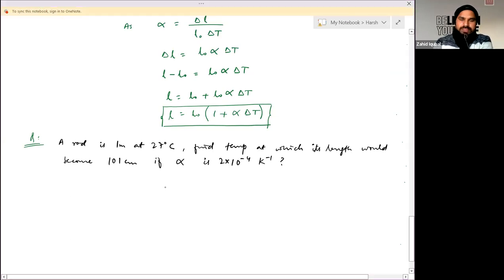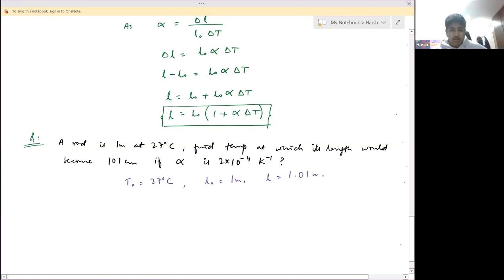Let me give you some hint. This 27 degrees Celsius is the initial temperature, so T naught is 27 degrees Celsius. Next, the length at this temperature is L naught, which is 1 meter. The final length we have is 101 centimeter, so you may write 1.01 meter, and alpha is 2 into 10 to the power minus 4 Kelvin inverse. Just put in the above formula and try to find the final temperature.